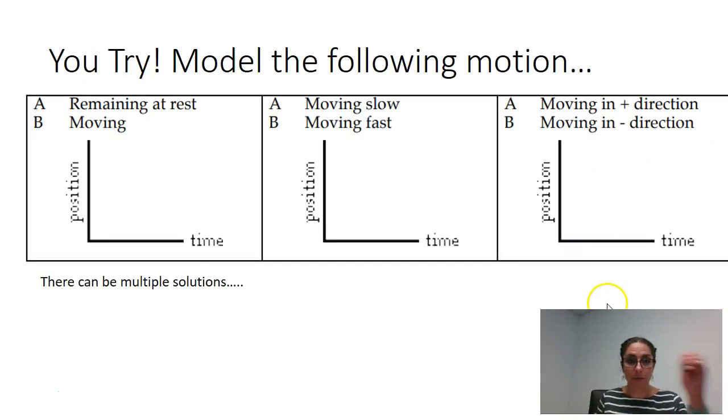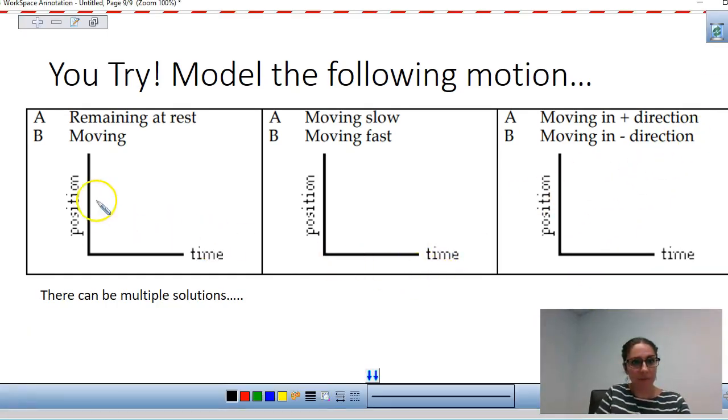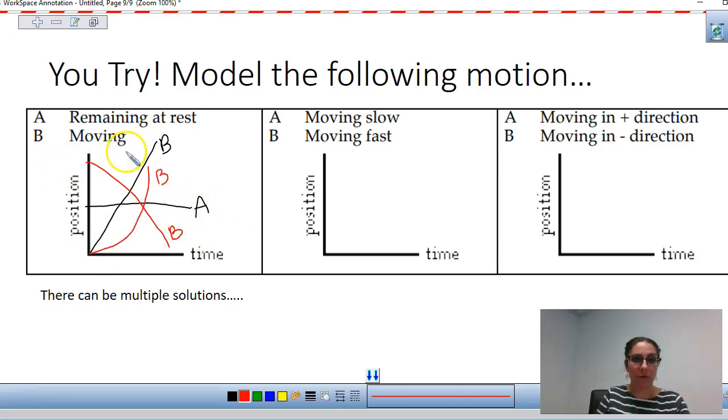Alright, so again, this is one of those things where I think you should do it first before I do it. But here we go. Let's draw the graphs for this. An object remaining at rest would look like this. That would be A. And then moving, honestly, can be anything that's not this. Literally anything. I'm just going to draw this, but honestly, you could have drawn this, or you could have drawn this. It just can't be horizontal because of the word moving, and that's why there can be multiple solutions.